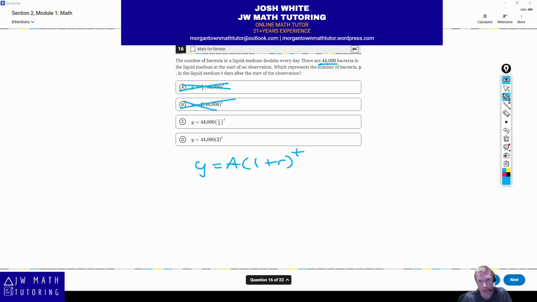Okay, now the amount will be doubling. So that means it's going to be multiplying by 2. So that means this whole 1 plus r term is really going to be equal to 2, because double means to multiply by 2. You're just going to keep multiplying by 2 after a day, after another day, after another day. So the correct answer here is going to be letter D. Notice C has technically 1/2. So in C, it's actually going to be decreasing.